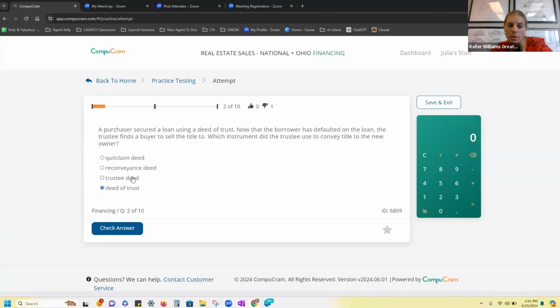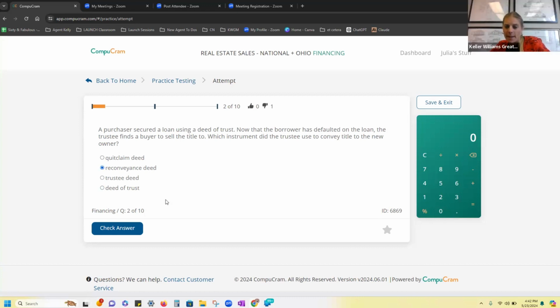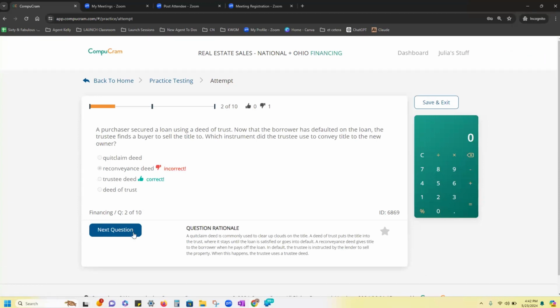Another tough one. The purchaser secured a loan using a deed of trust. Now that the borrower has defaulted on the loan, the trustee finds a buyer to sell the title to. Which instrument did the trustee use to convey title to the new owner? I'm stuck between either A or B. I want to say reconveyance deed, but then, oh, trustee deed. Wow, this is a tough topic, financing.